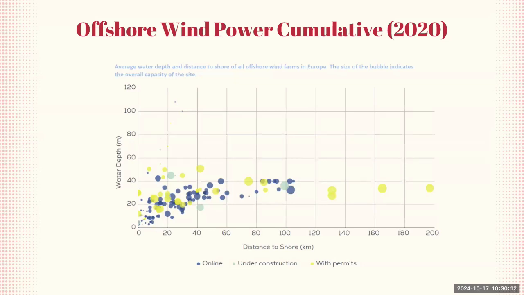So the scatter plot shows the relationship between the depth of the water, which is shown on the y-axis, and the distance of the offshore wind farms to the shore, which is the x-axis. We see that most of the operational wind farms are located relatively close to shore, within 50 kilometers, and in shallower waters, below 50 meters.